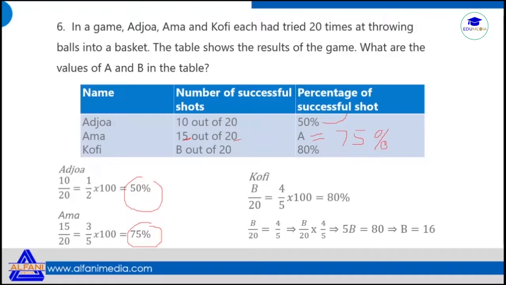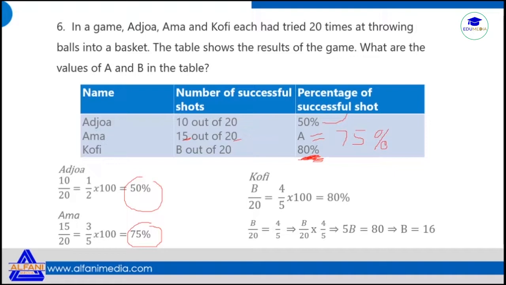Now when I get to Kofi, using the same methodology, Kofi's number of balls that he got successfully, B over 20, should give me a fraction times 100% to get the 80%. Since I've already been given the percentage, I took 80%, that's 80/100, which is 4/5. So 4/5 times 100 is the same 80%. I know very well that 80% in fraction is 4/5.